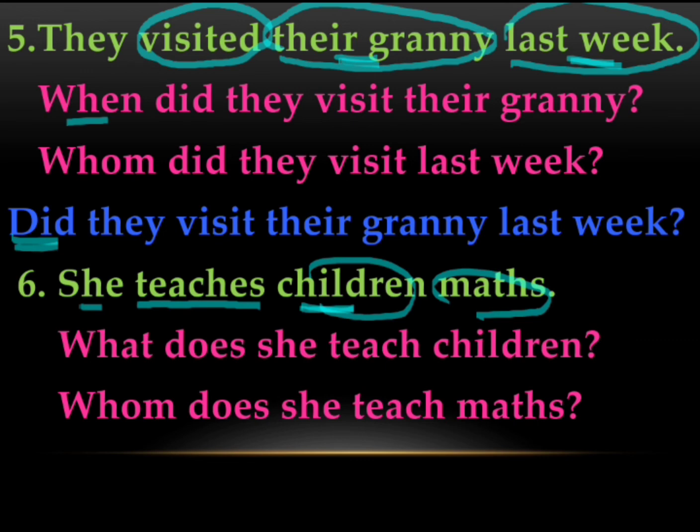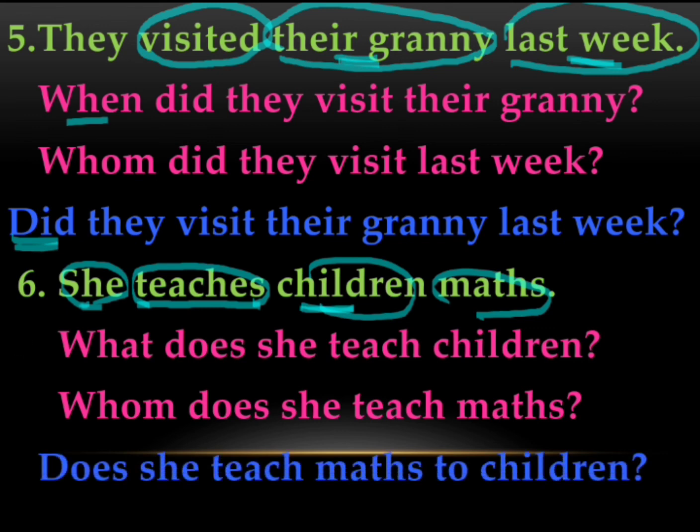Next, how to frame the yes or no type of question. So it is teaches. This is the main verb. So we have to use the do verb, and the subject is singular. So the do verb that we should use to frame the question is does. Does she teach maths to children? Yes, she teaches maths to children.